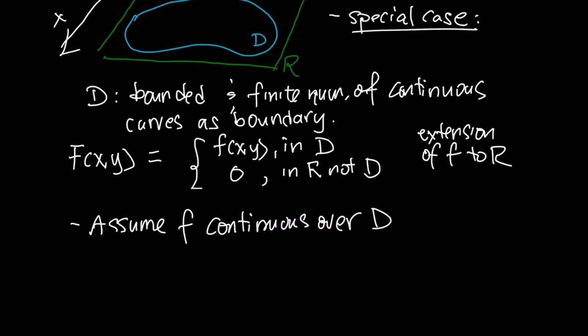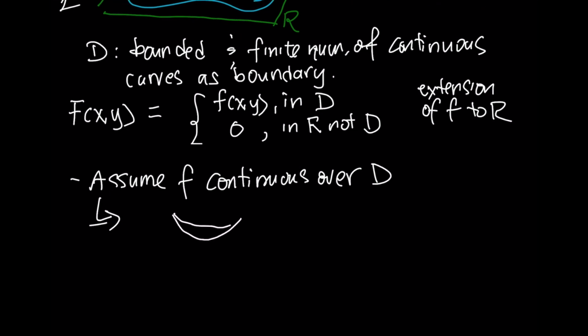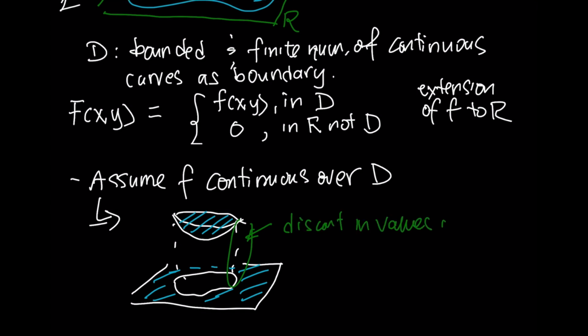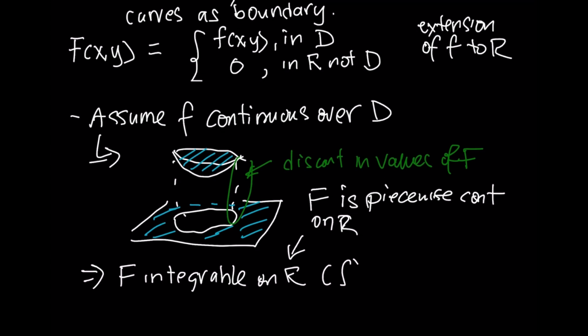So if we took a look at a different sort of picture here, you could imagine that right over that region D, we can define this other rectangle. The value of the function is going to be non-zero here. It will have a 0 value everywhere else. So clearly there's going to be some sort of discontinuity in the values of this extended function F. F will be piecewise continuous on this rectangle R. But we already know from the previous video that this implies that F will be integrable on R. That means this double integral of the function will exist.